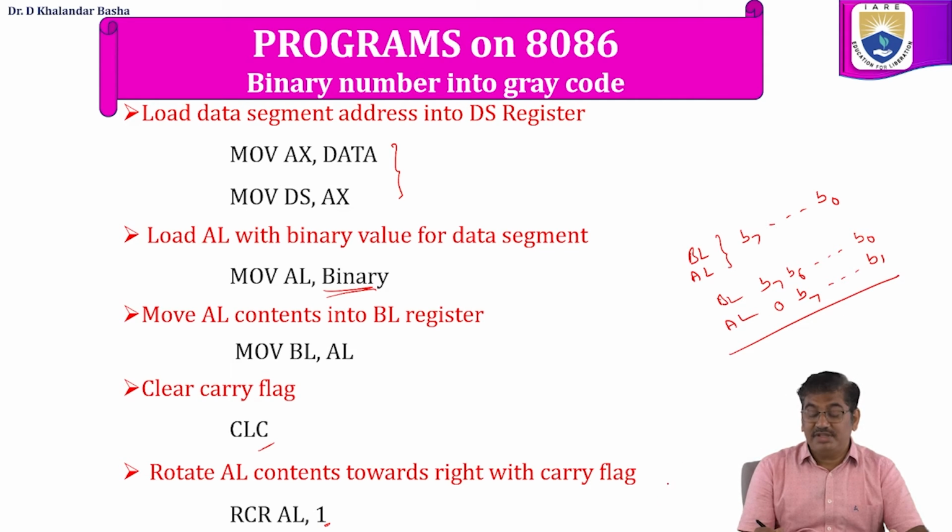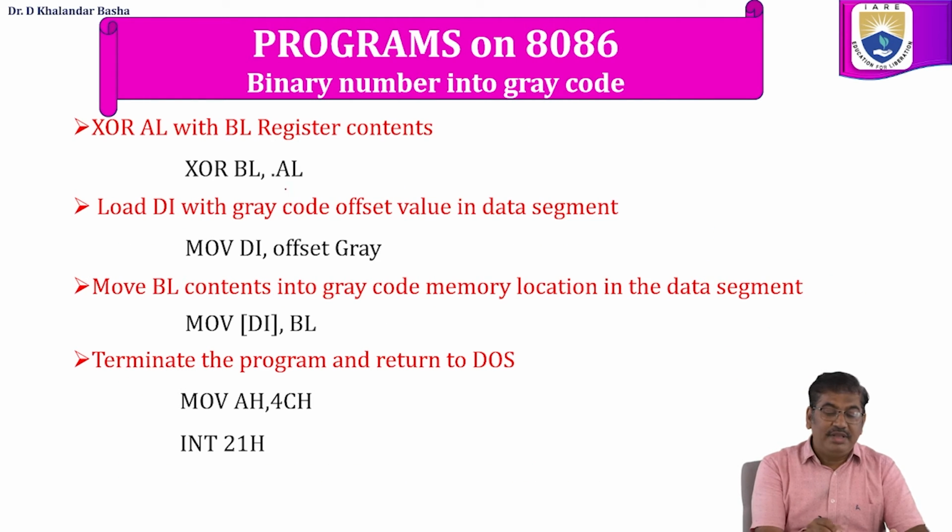The next step is we want to XOR these two contents. So the next instruction is XOR BL, AL. This instruction will XOR the contents of the BL register with the AL register. The output will be in the BL register, which contains BL XORed with AL contents. So now the result is in the BL register.